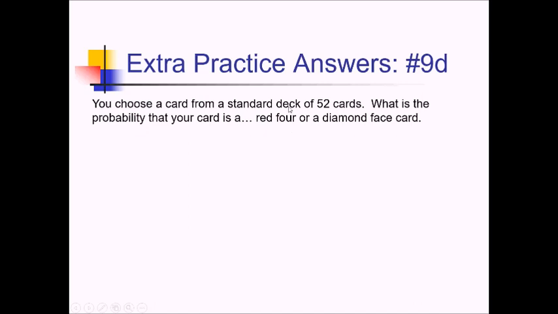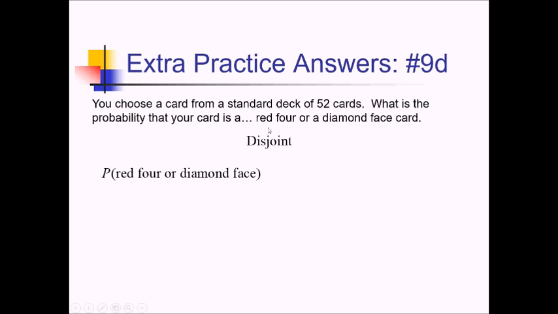Some of the red cards are diamonds, and all of the diamonds are reds, but the 4s and the face cards, those are totally disjoint. So since these are disjoint sets, we just add them and don't worry about any overlap. All right, so we have red 4s or diamond face cards. Let's deal with the red 4s first.